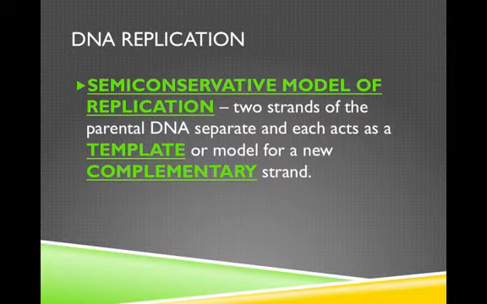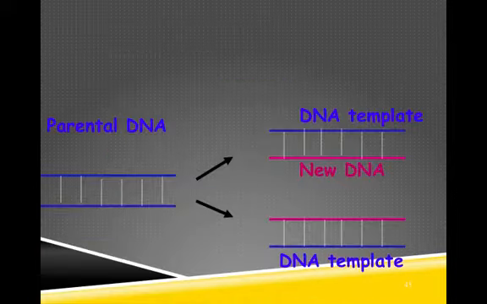DNA replication is said to be a semi-conservative model of replication. If we think about what semi means, it means partially, and to conserve something means to keep the same. So semi-conservative means to keep part of it the same, or two strands of the parental DNA separate and each acts as a template or model for a new complementary strand. And we'll look at this in just a minute. There's a lot of big words there.